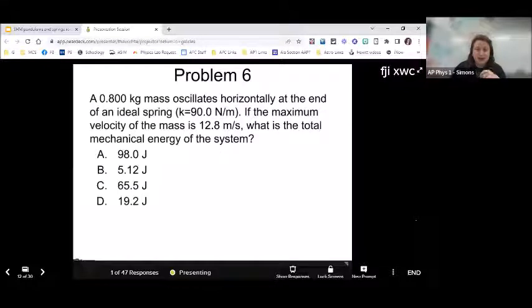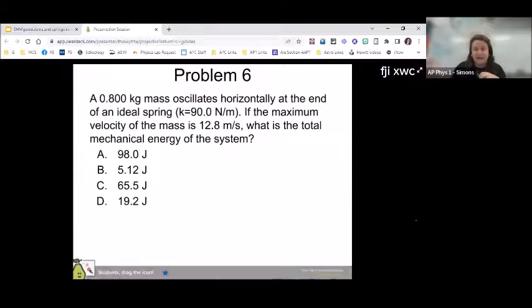We have a mass oscillating on the end of an ideal spring. Again, an ideal spring just means that you can stretch it and compress it. We're given the spring constant of 90 newtons per meter. The maximum velocity of this mass is 12.8 meters per second. So find the total mechanical energy of the system. You have plenty of information here to calculate the total energy of this spring mass system. So think about how you would do that.